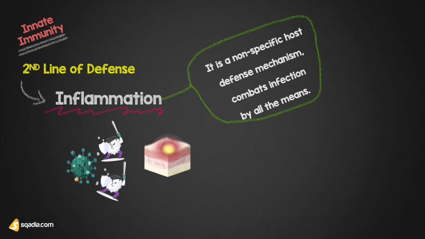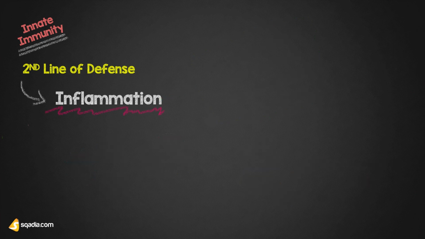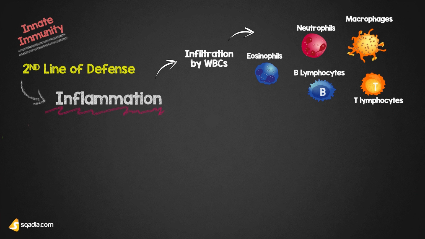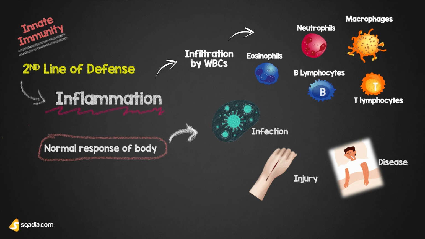Inflammation is a non-specific host defense mechanism that combats infection by all the means at its disposal. Other than infection, it also responds to any type of tissue damage or injury and resolves or repairs it. The type of white cells involved in the inflammatory response, neutrophils, macrophages, eosinophils, or types of lymphocytes like T or B lymphocytes, vary with each type of inflammation. So, we can say, inflammation is a normal response of the body to protect tissues from infection, injury, or disease.